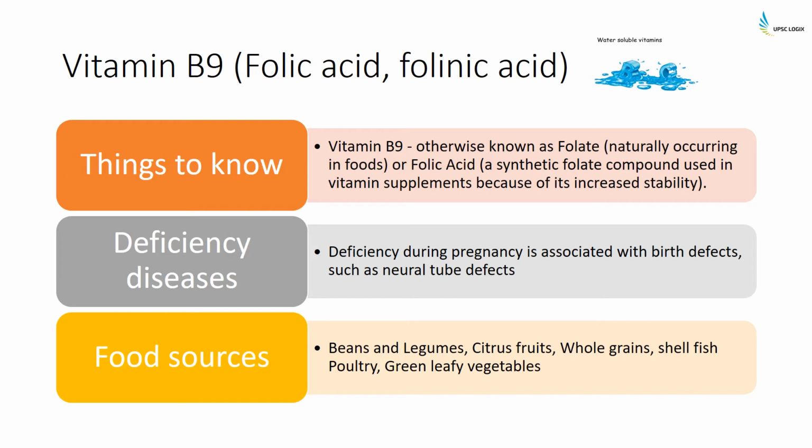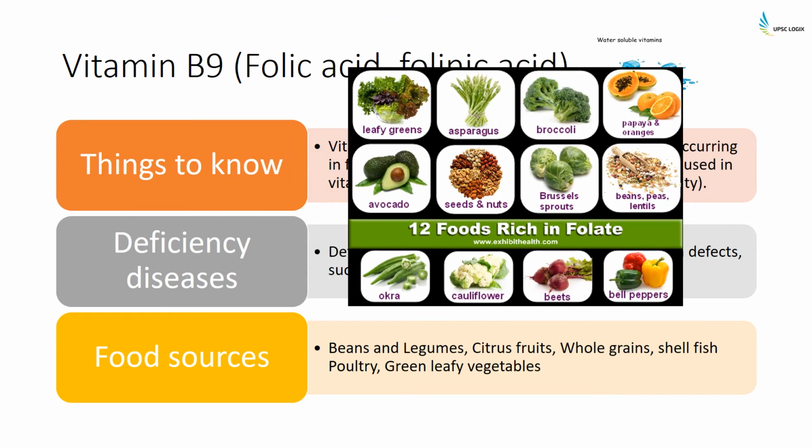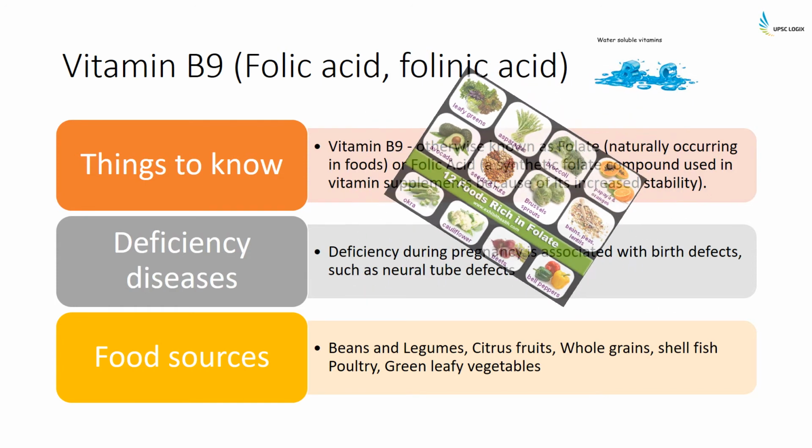Beans and legumes, citrus fruits, whole grains, shellfish, poultry, green leafy vegetables are all good sources of vitamin B9. Besides that, okra, cauliflower, beets, bell peppers, Brussels sprouts, beans, peas, lentils, seeds and nuts, avocado, leafy greens, asparagus, broccoli, papaya, and oranges are more food sources rich in folate or vitamin B9 as well.